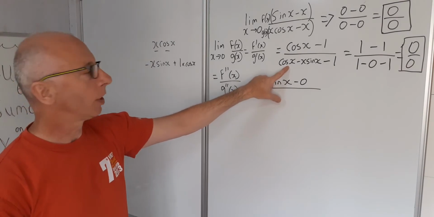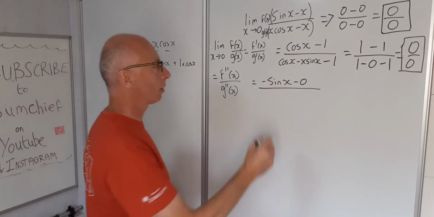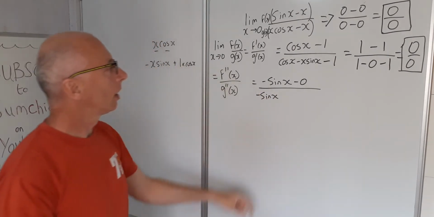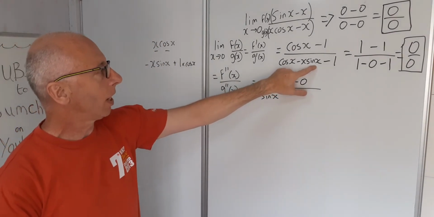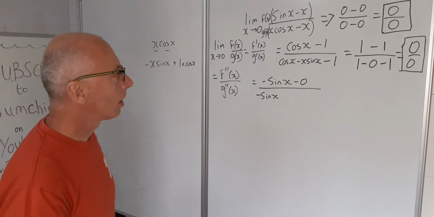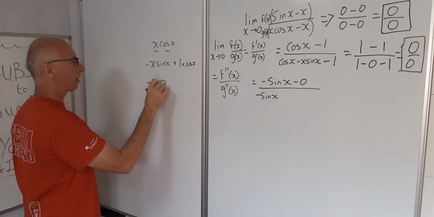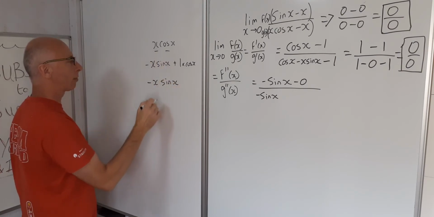Okay, the derivative of the denominator cosine of x, as we know, is minus sine of x. Again, derivative of minus x sine of x. So let's go over here and do the product rule. Minus x sine of x, almost the same as here.